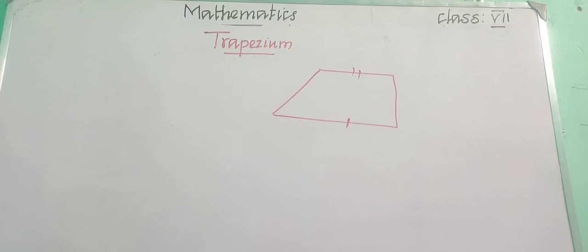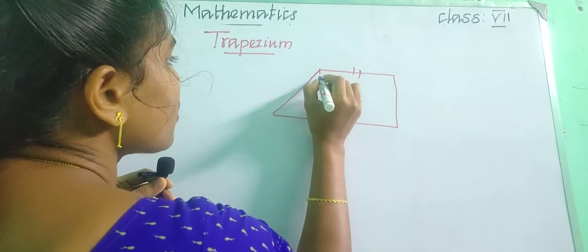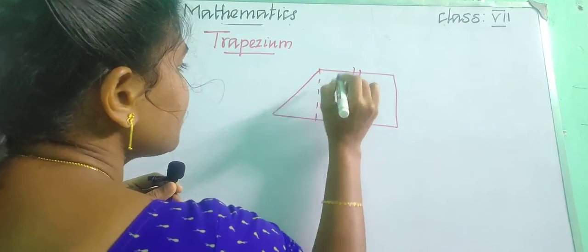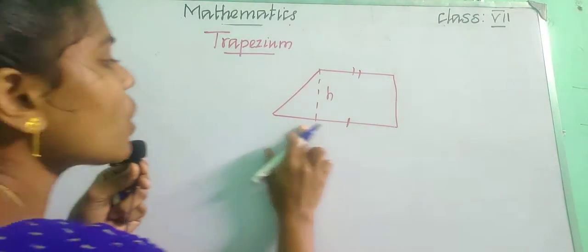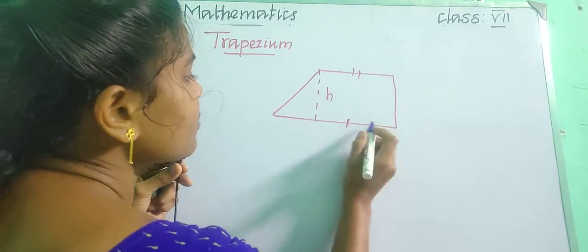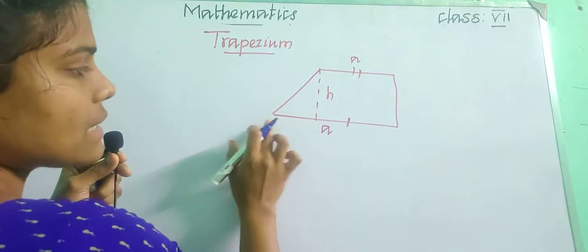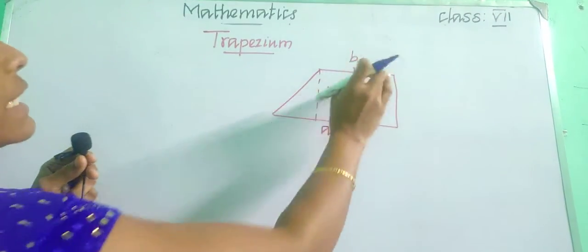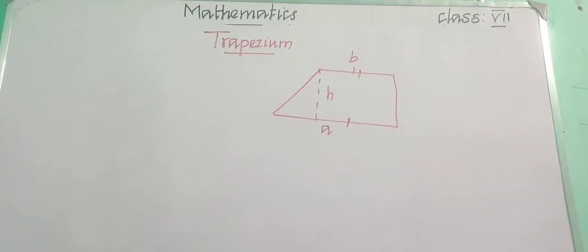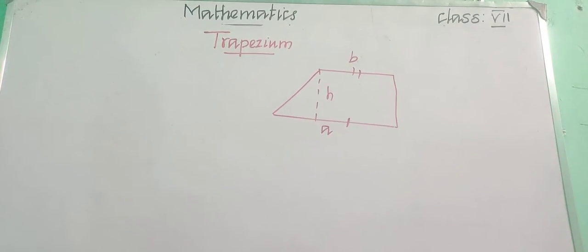Children, in a trapezium also, the distance between these two parallel lines we will call height. This longest length we will call A, and the shortest length of the parallel lines is called B, and the longest line in the parallel lines is called A. The distance between these two parallel lines is called H, height.